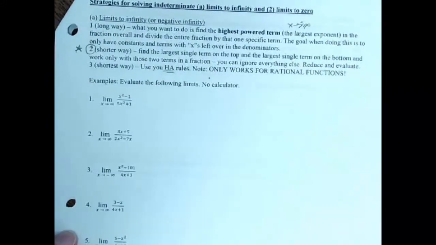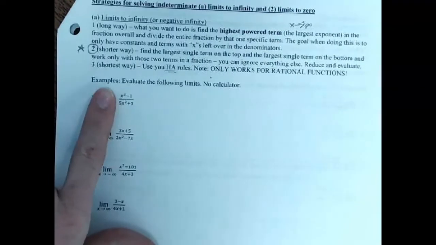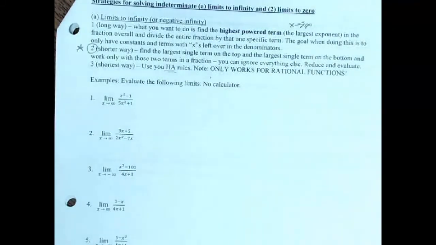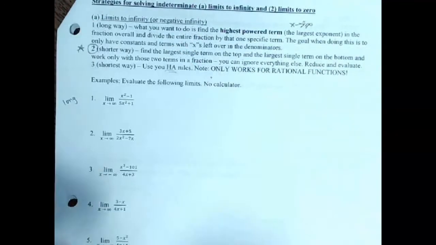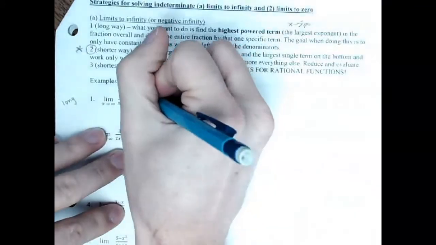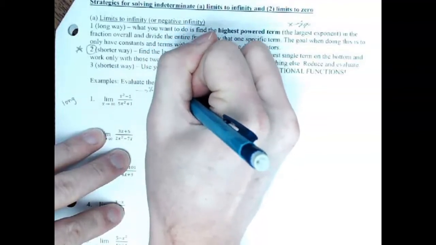So here I have the limit as x is going towards infinity, so we're trying to see what this function does on the right side of the graph. Again, I'm going to do this one the long way, and then we can come back and check it with the other two methods as well. I'm going to find the biggest term overall, which here is x squared. So we're going to divide everything by x squared.